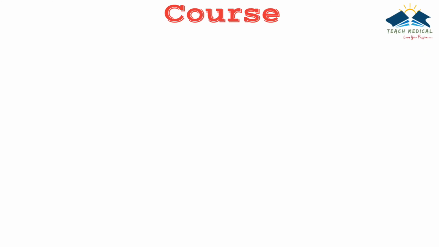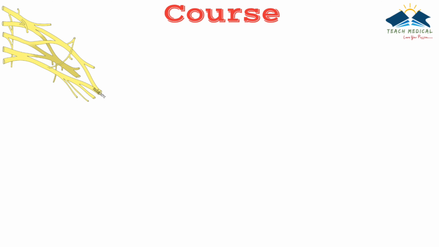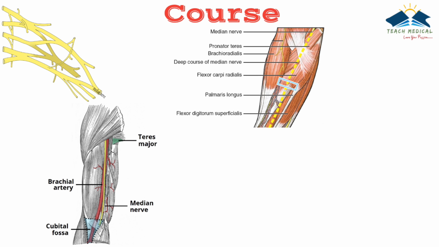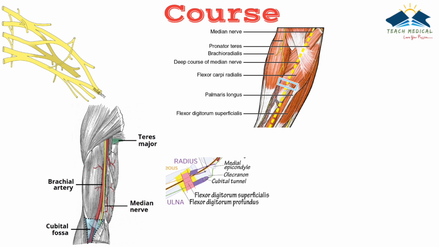Course of the median nerve. After its formation from the brachial plexus, the median nerve descends down in a superficial course. It is closely related to the brachial artery throughout its course in the arm, and enters the cubital fossa at the elbow. Then it enters the forearm to lie between flexor digitorum superficialis and flexor digitorum profundus.